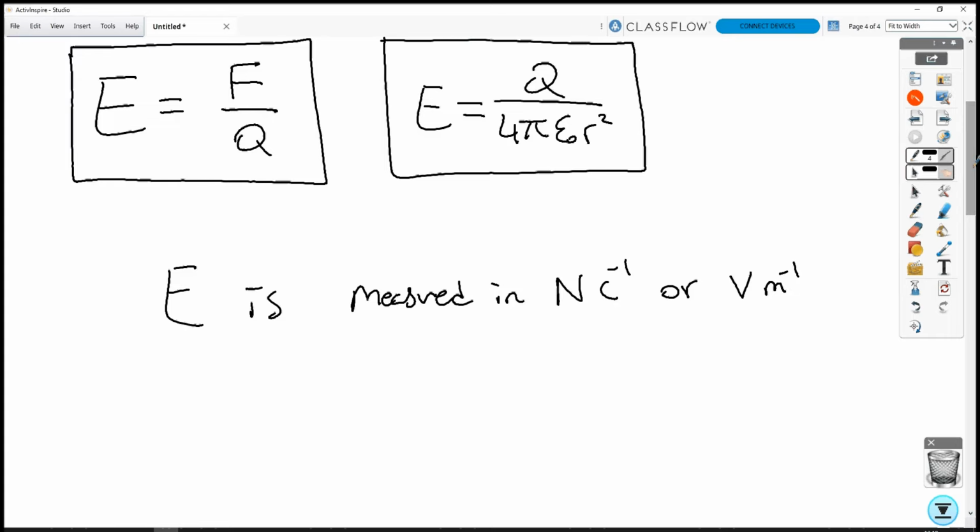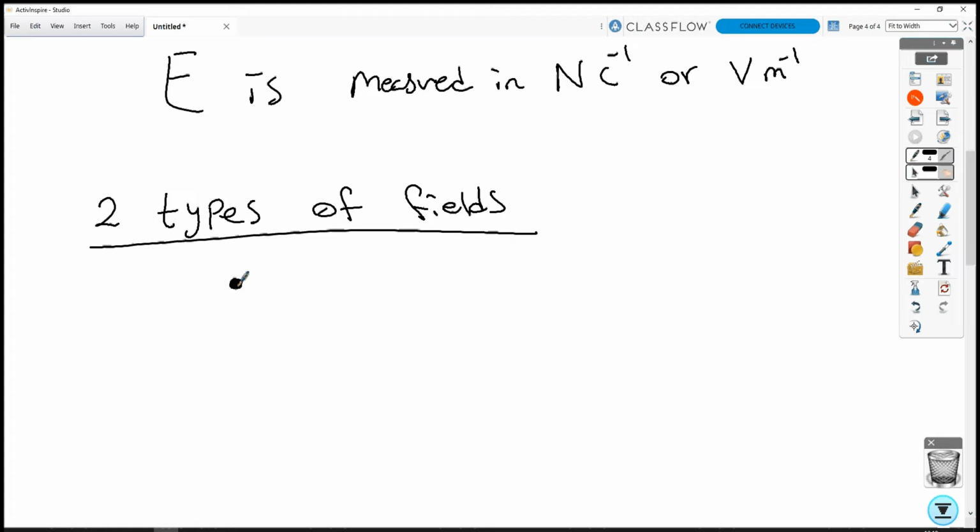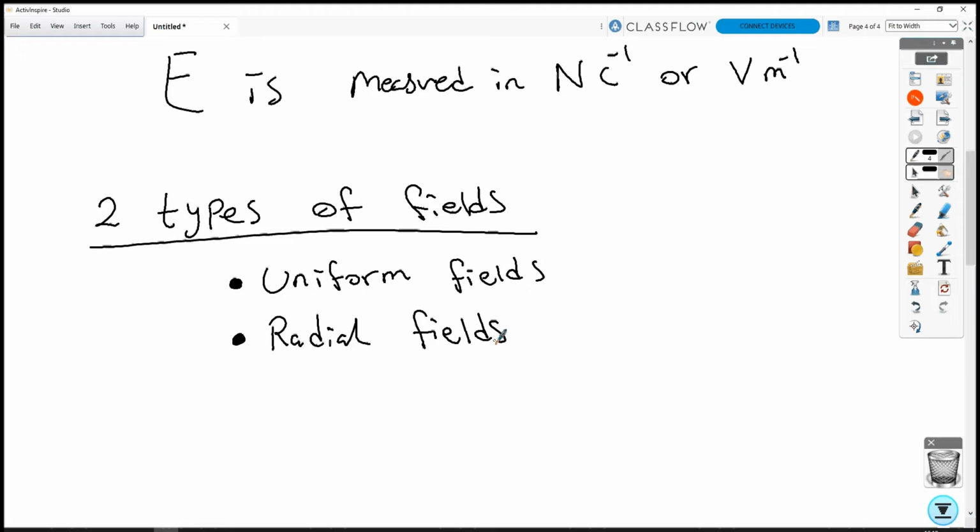And just like before, there are 2 types of fields that we're interested in, which are radial fields and uniform fields. The radial fields have 2 subcategories, which is the radial field of a negative point charge and a positive point charge.